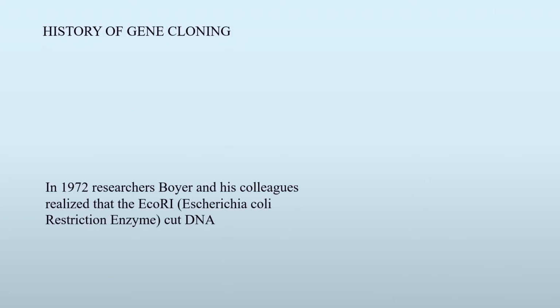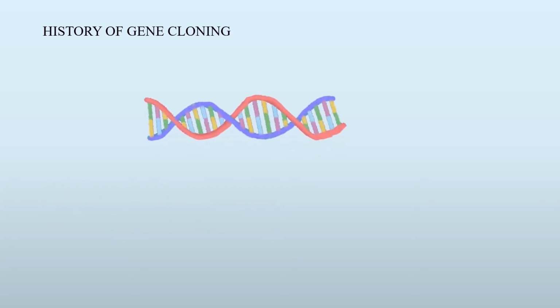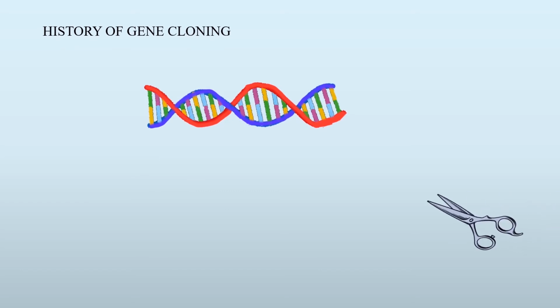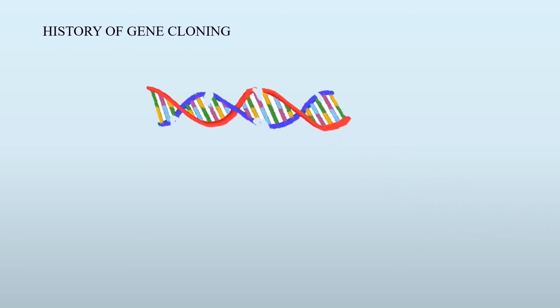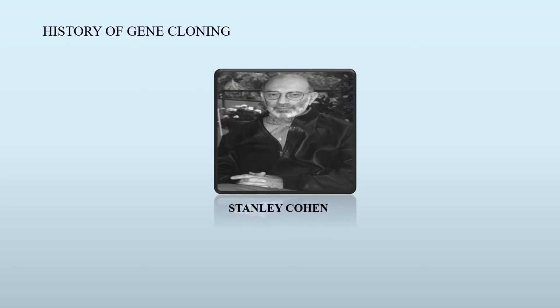History of gene cloning. In 1972, researchers Boyer and his colleagues realized that the E. coli restriction enzyme 1 cut DNA. But this enzyme cuts the DNA in 5 places instead of the specific site, so they were disappointed. Stanley Cohen stated that bacteria take up plasmid DNA and produce more copies of the specific gene.